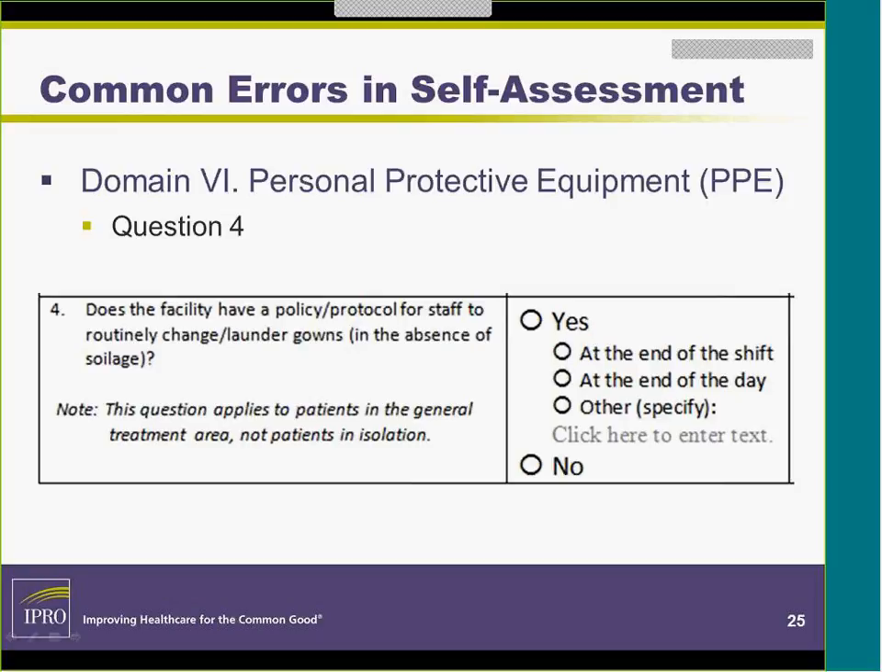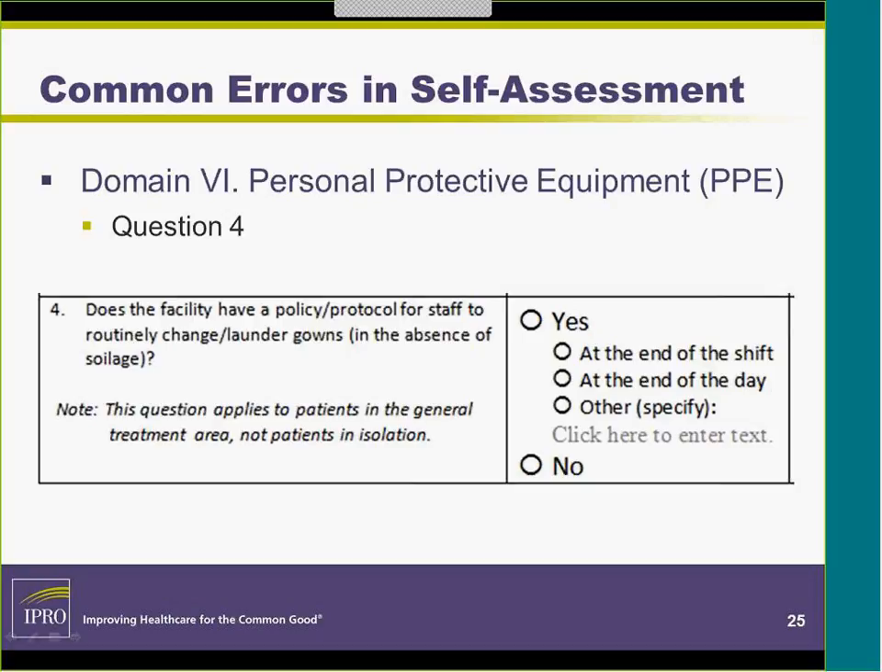Domain 6, personal protective equipment, PPE, which is question 4. Does the facility have a policy or a protocol for staff to routinely change their gowns in absence of soilage? So this really, I wish in the tool that "in the absence of soilage" was highlighted. Most facilities are answering yes and writing "when visibly soiled." This question is really looking to see that facilities have a policy in place for staff to change those gowns in the absence of soilage.